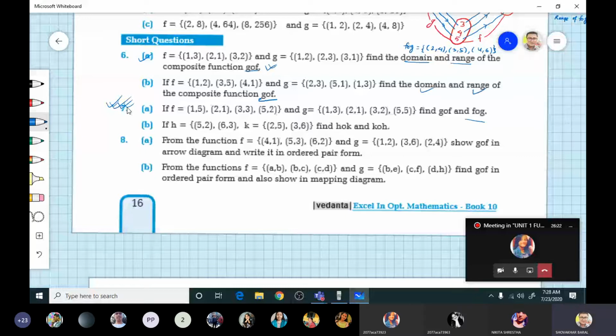Now question number 8a. Function f is equal to (4, 1), (5, 3), (6, 2), g is equal to (1, 2), (3, 6), (2, 4). Find the composite, draw it as an arrow diagram and write it in ordered pair form. These are also the same questions. You can do it yourself. Just draw it in ordered pair form and you'll get the required result.